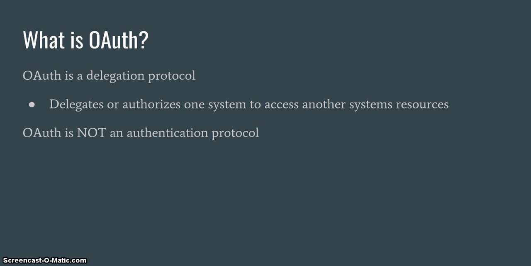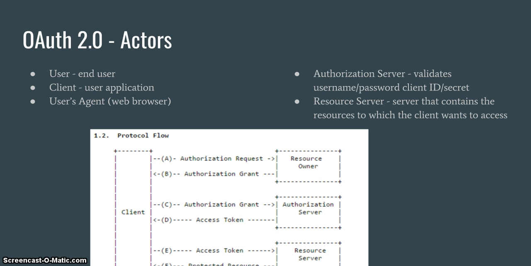And so OAuth 2.0 is a delegation protocol. Right? You're delegating one system access to another system. Right? Don't try to use it as an authentication protocol because it is not. This image I pulled directly from the IETF website.